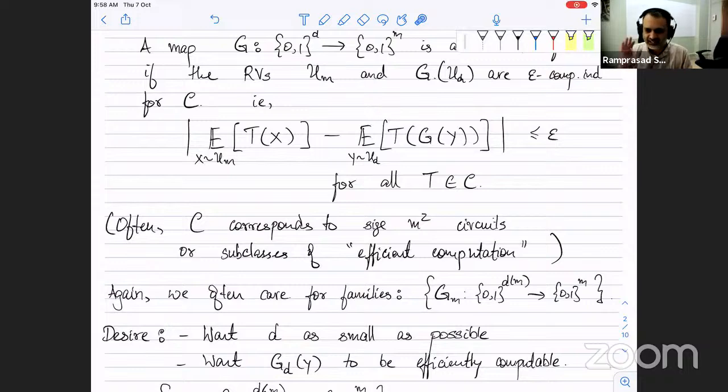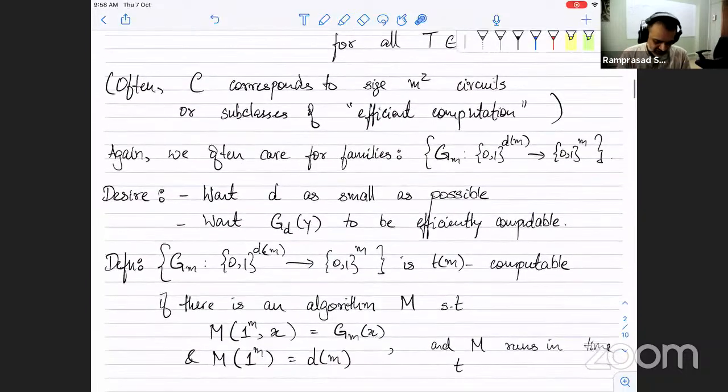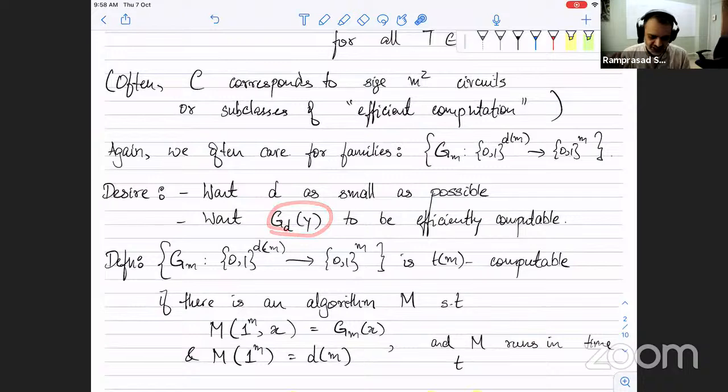Just to concretize why we want these, let me give a definition, because I need to specify what it means to say this is efficiently computable. It just means that there is some algorithm which, when fed 1 power M, a string of length M, and X, returns the value of G_M on X. And maybe you want to know the seed length. This D of M is called the seed length of the generator. Maybe the same algorithm gives you the seed length as well. And we'll say that this generator is T of M computable.